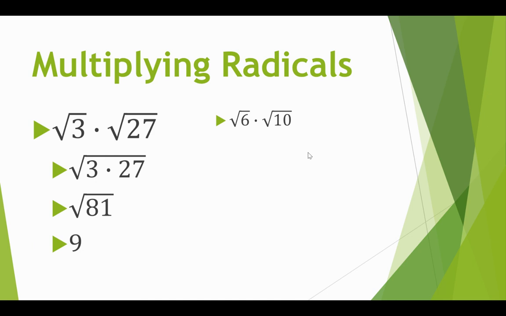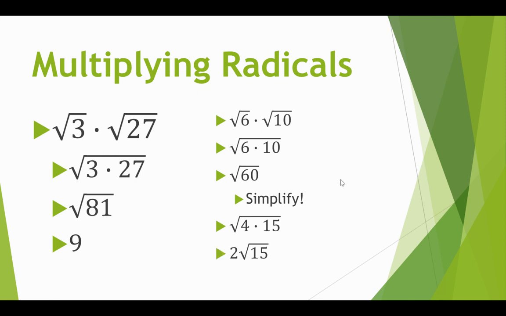Here's another example. Radical 6 times radical 10. We then smush them together underneath the radical symbol. Radical 6 times 10. Multiply those out, we get 60. Is that simplified? No, it is not. We have to do some simplification work yet. We look at 60. We can factor 60 into 4 and 15. We have radical 4 times 15. Radical 4 is 2. And we have that radical 15 left over. So 2 radical 15 is our simplification.